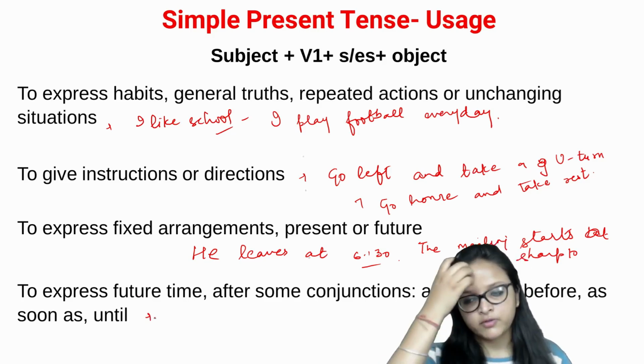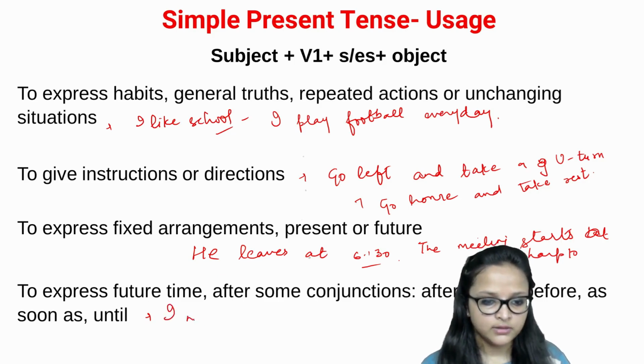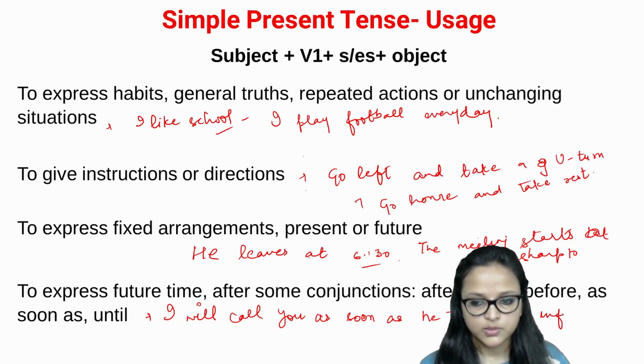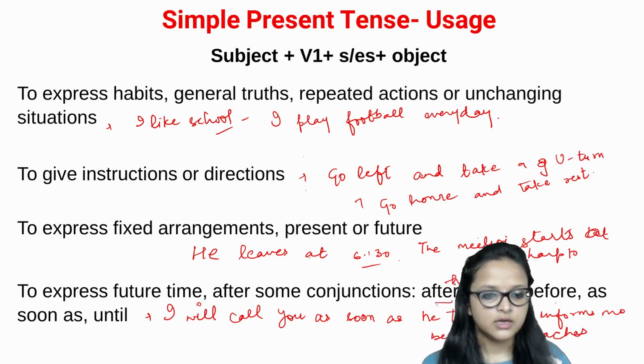So if your friend says call me to inform, you will say I will call you as soon as he tells me or he informs me. I will call you before he reaches. I will call you after he leaves. Okay, so this is how you represent future time using conjunctions after, when, before, as soon as.